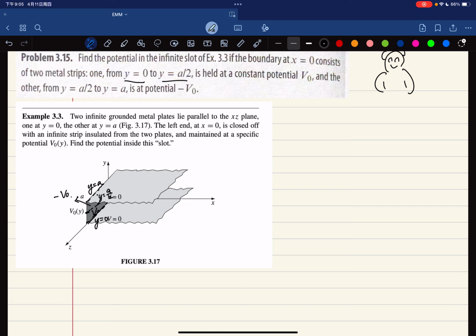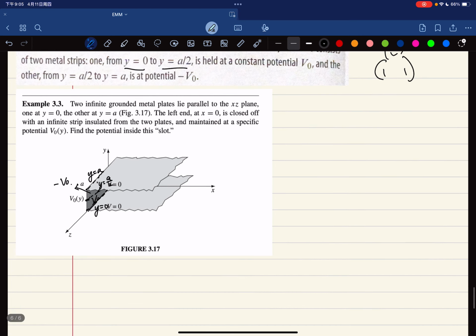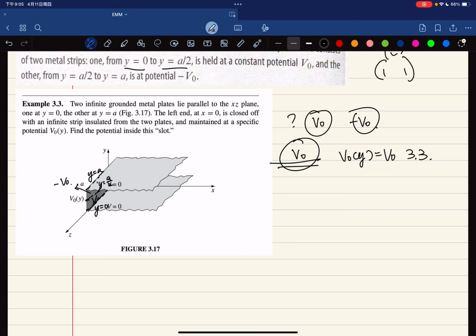So it's a little different from 3.3. But what is the difference? The only different boundary conditions are v naught and negative v naught. Before in example 3.3, we only had v naught. We assumed that v naught of y is equal to v naught in example 3.3, but now we have two different things.